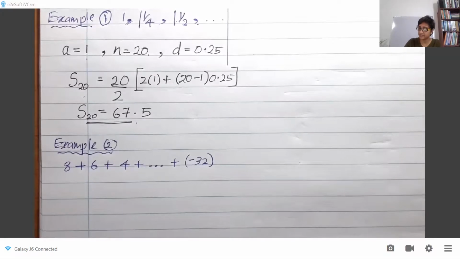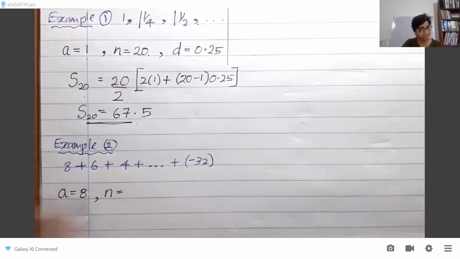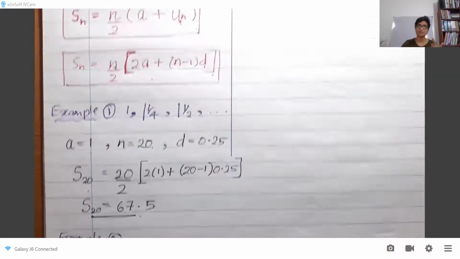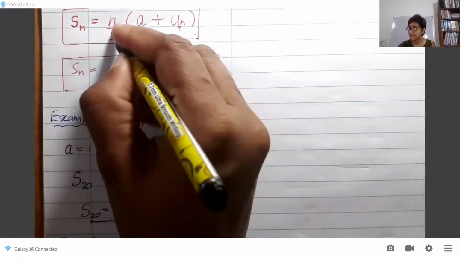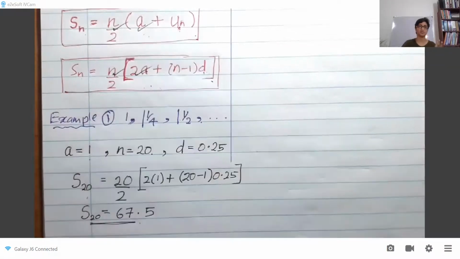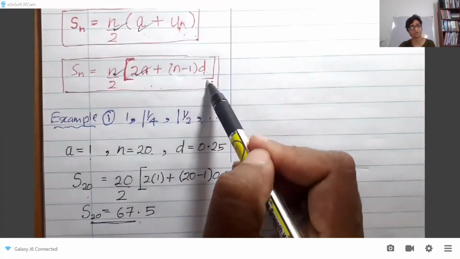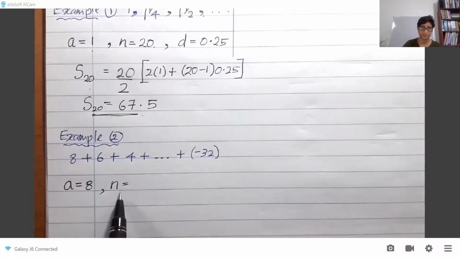So what do we know here? I know a. I know n. A and n, you should definitely know to use the Sn formula. Whichever formula you use, n and a are in both formulas. Then if you also have the last term, you can go for that formula. If you have d, you can go for this formula. So first thing to see is whether I know a and n. Do I know n?